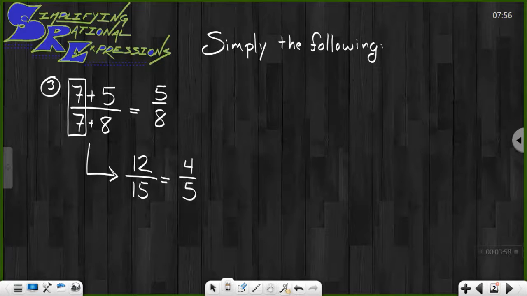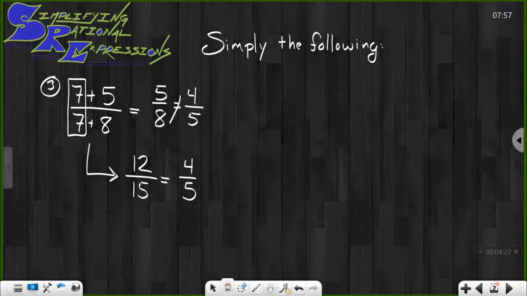This would reduce down to 4/5. And tell me for a second, is 4/5 equal, let me move my arrow here, is 4/5 equal to 8/5? Well, no, it is not. They are not equal. They are not the same. And that's showing us that we cannot cancel out the 7s in this one.